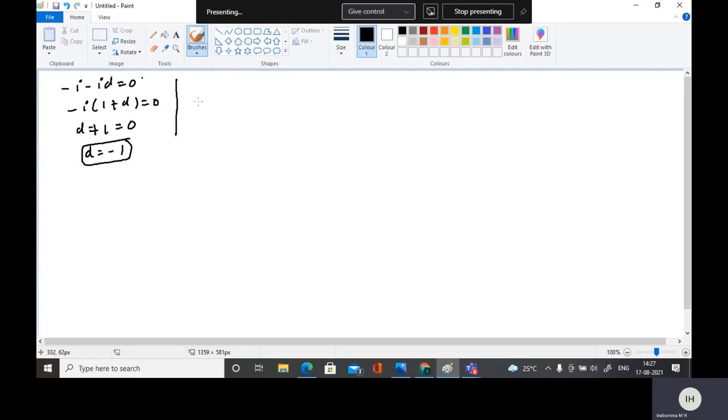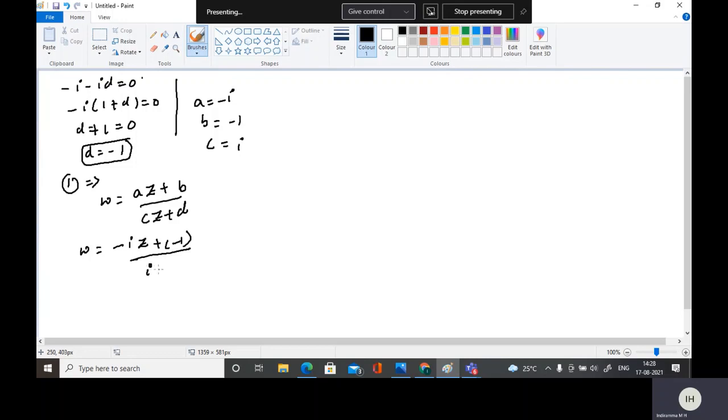So what is A? A is minus I. What is B? B is minus 1 and C is I. So we have to substitute all these values in equation 1. What is our equation 1? W is equal to AZ plus B by CZ plus D. Now substitute. W is equal to, what is A? A is minus I Z plus B. B is what? Minus 1. Divide by C is I. C Z plus D. What is D? D is minus 1. So we obtain W is equal to minus IZ minus 1 divided by IZ minus 1.